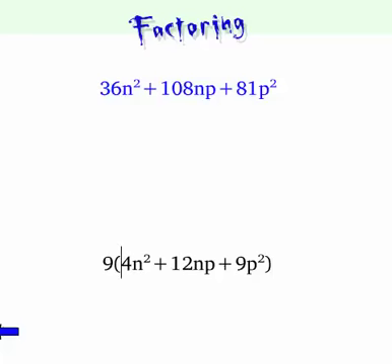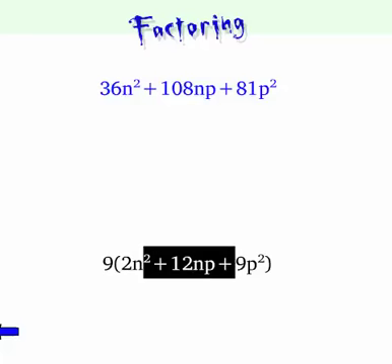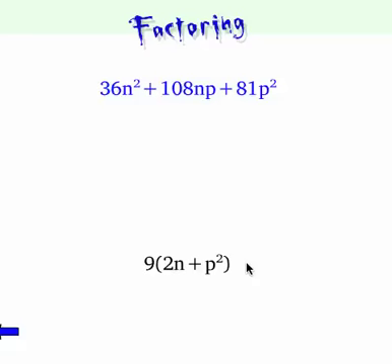So we take the square root, and that gives us 2n. And we take the square root of the last term, which is going to be 3p. And then square the whole thing.